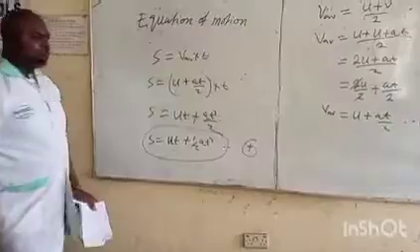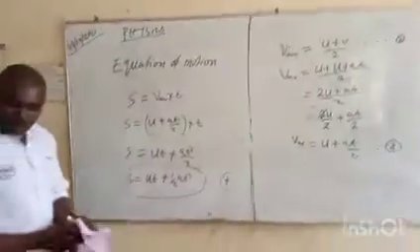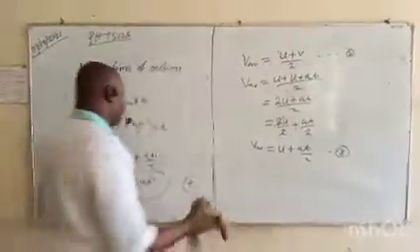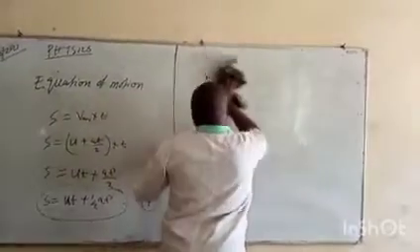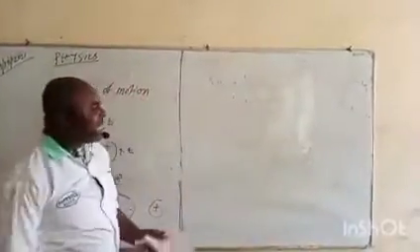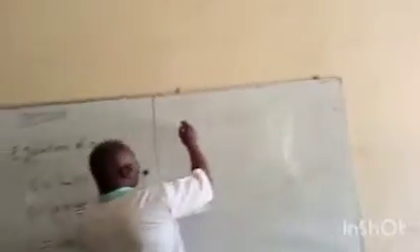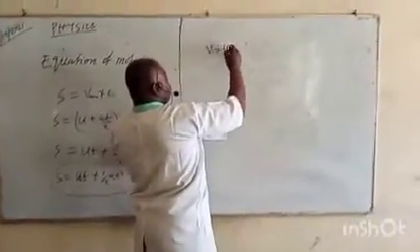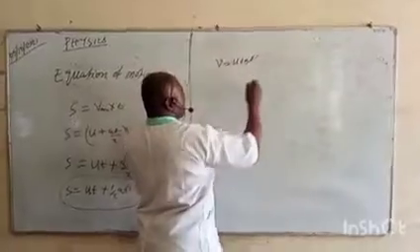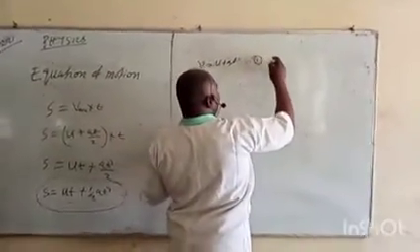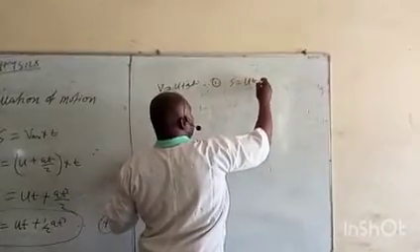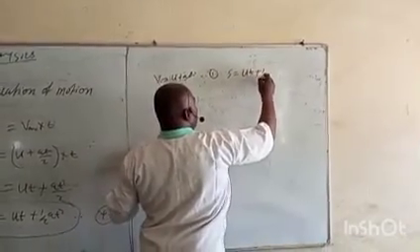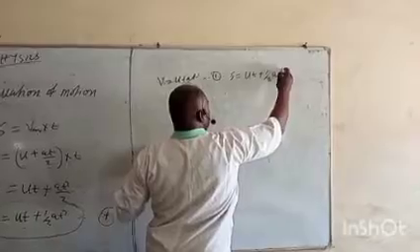Second equation of motion. Now, to go to the third equation of motion, we have to use equation 1 and equation 4. We know that equation 1 is V equals U plus At, and we have distance is equal to Ut plus half At squared.